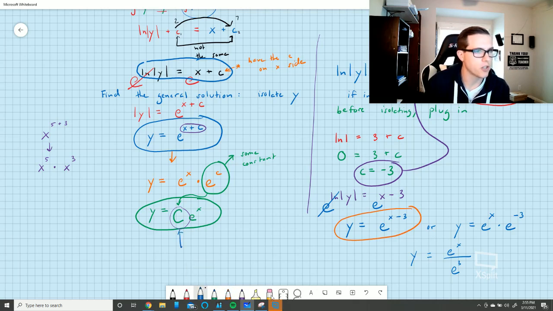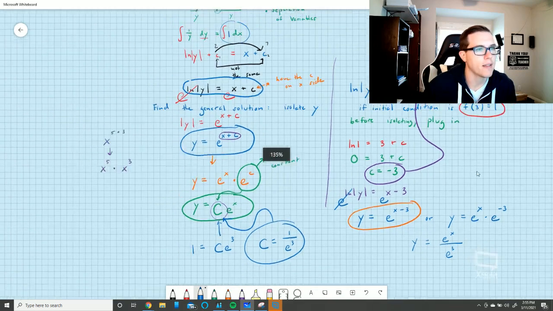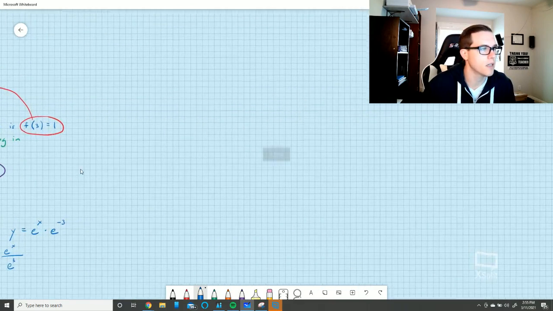Had you tried plugging the initial condition in at this point, you would have gotten 1 equals c e to the 3. You would have divided by e to the 3 and you would have got the same answer. So you would get big C equals 1 over e cubed. And then plug that in right here. And it's the exact same answer. Okay. I still think it's easier to go through the process, plug in the initial condition first, then isolate y. That's how one of these problems goes. So let's do 2 more so you can, again, watch the process.